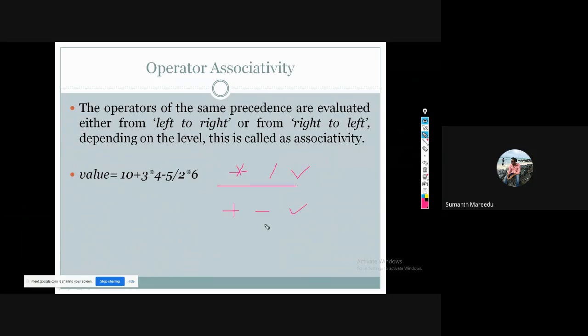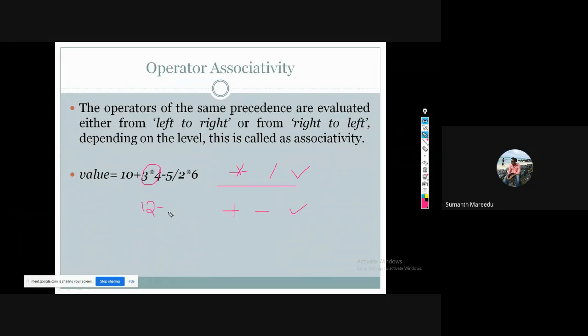On which values do you apply multiplication first? On which operands? 3 into 4, exactly. So first I'll apply it on this, and it becomes 12.